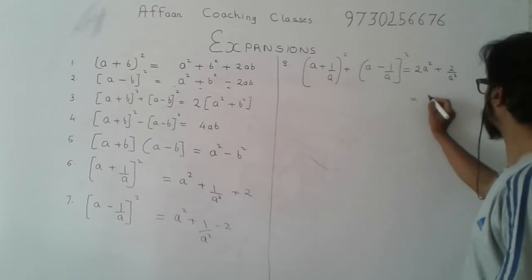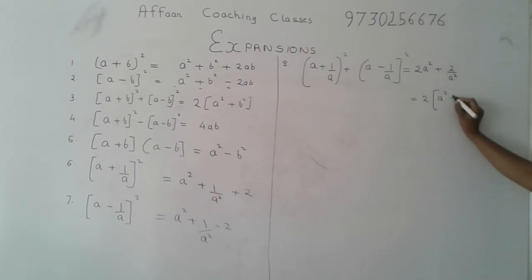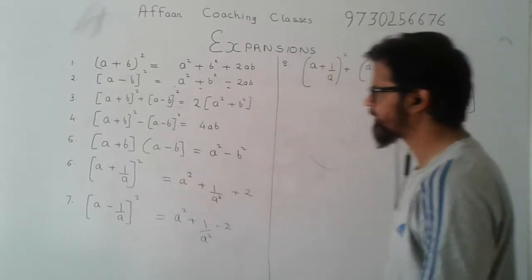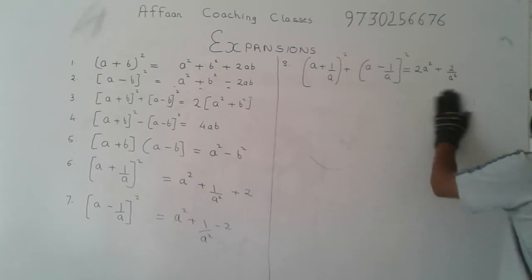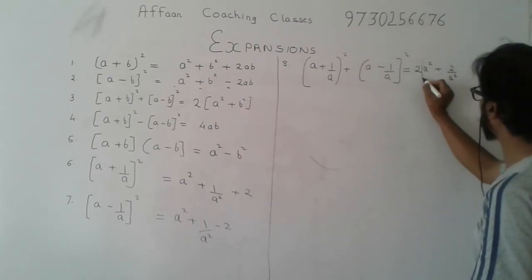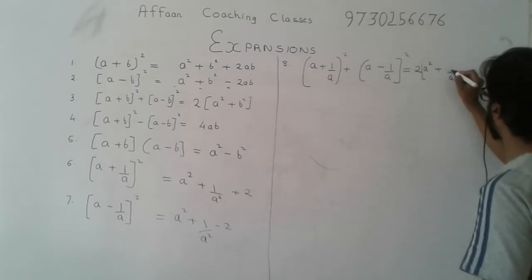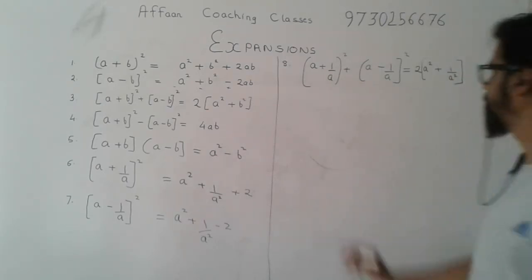So you can write this formula, taking 2 as common, as 2 into a square plus 1 upon a square. Clear? So when you add these two formulas, (a plus 1 upon a) whole bracket square plus (a minus 1 upon a) whole bracket square, you will have 2 as common in bracket a square plus 1 upon a square. So let's correct this. We'll write it over here, putting a bracket over here. Clear.